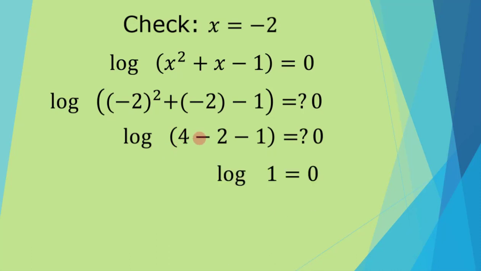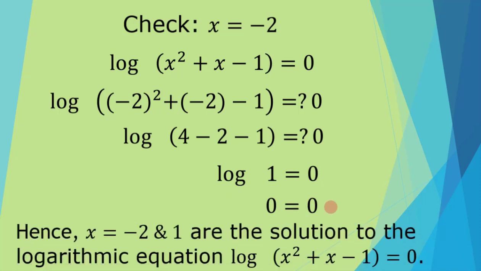So let's try to simplify this. That is log of 4 minus 3, which is 1. So log of 1 to the base 10 equals 0, and this is a true statement. So this left-hand side is equal to 0 and equal to itself. So hence, the two solutions, negative 2 and 1, are the solutions to the logarithmic equation log of quantity x squared plus x minus 1 to the base 10 equals 0.